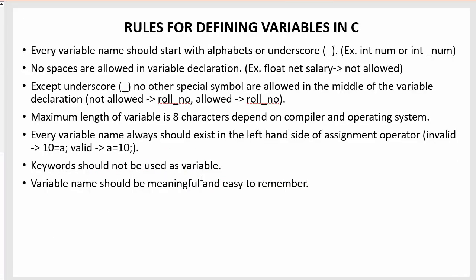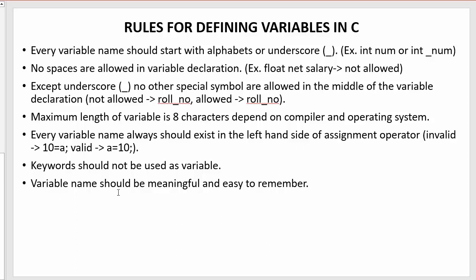Next, keywords should not be used as variable names. There are a few keywords provided by the C compiler. If you don't know anything about keywords, I have made a separate video on this topic. I recommend you watch that video, and you will find it on the same playlist. You cannot use those keywords as the variable name in your C program. Like there are a few keywords like const, int, switch, enum, struct, and many more. So you cannot use any of these keywords as the name of the variable.